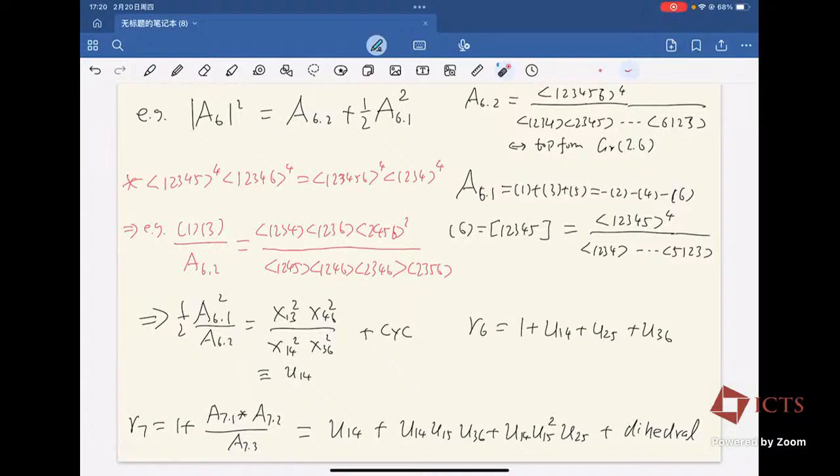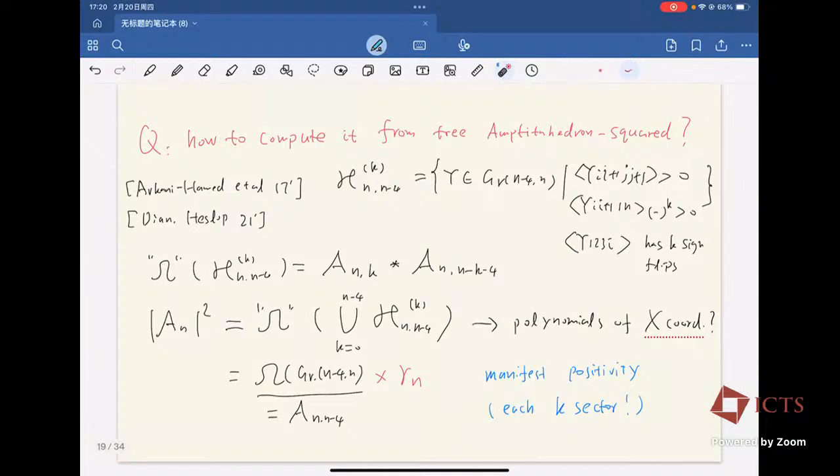So if you write it as a local form, there are terms with plus and minus signs everywhere. But if you derive it from geometry, you know that it should be positive. We explicitly check that in this geometric way of computing them, you see them as a product of x coordinates. Even for each k sector, it is already a positive thing.